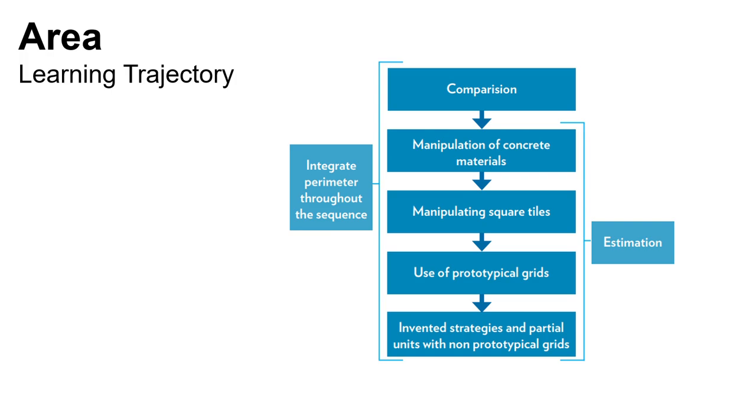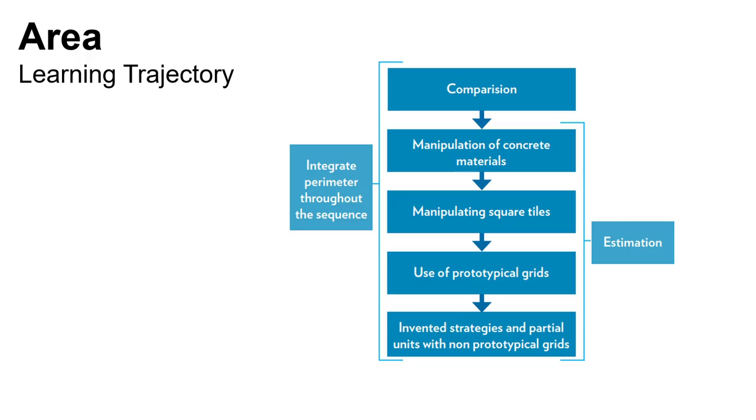So the learning trajectory that I proposed was that we develop students' understanding of comparison, and then manipulation of concrete materials, then manipulating square tiles. I'll go into why manipulating square tiles is actually a really important part of the sequence, and then using prototypical grids, and then invented strategies and partial units with non-prototypical grids. I'll get into that as we go. If you're confused a little bit, we'll get into that as we go.